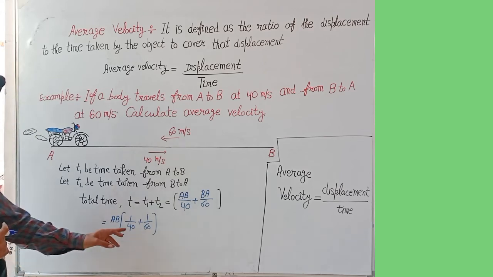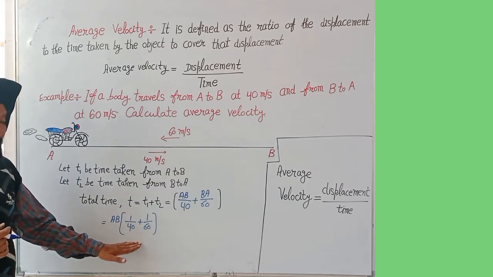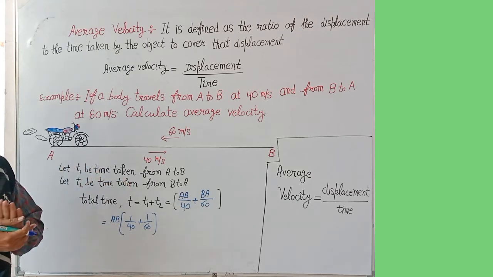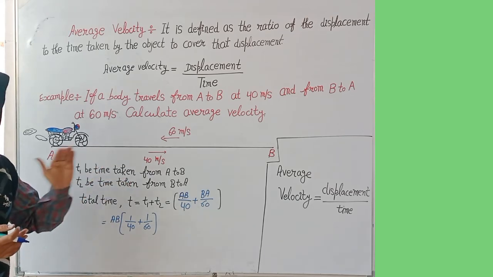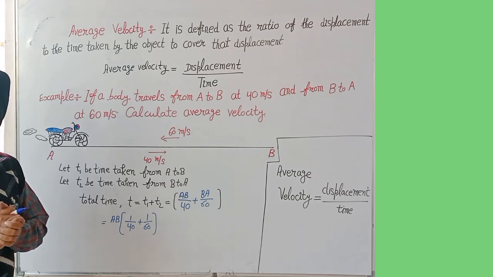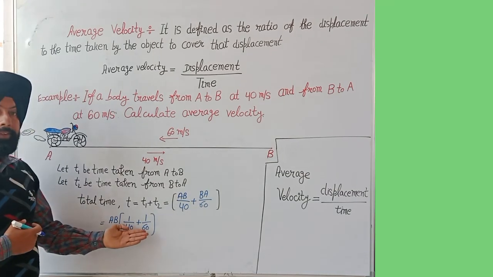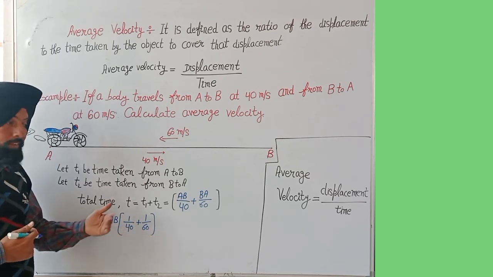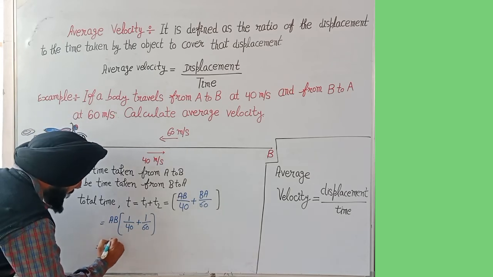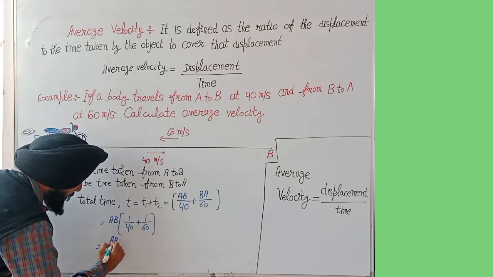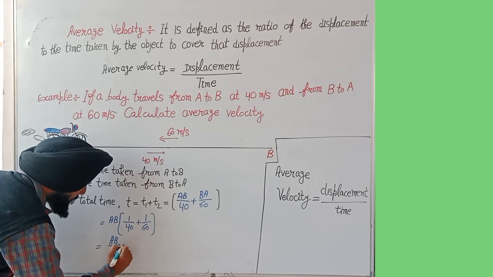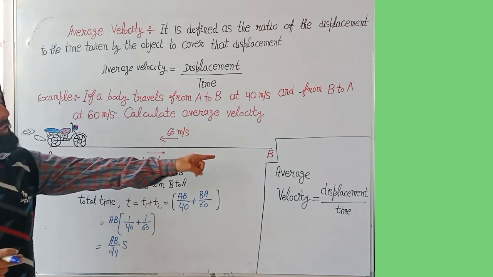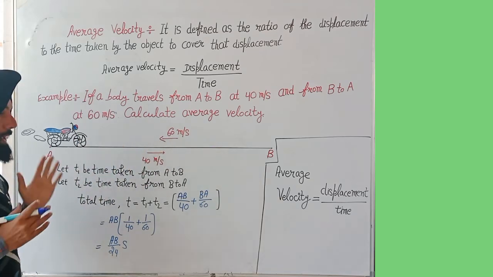Now first of all we will solve this and then put the value of time in the formula, and displacement also. You can solve by yourself, taking the LCM, and what we will get is AB over 24 seconds. It is the time period from A to B and B to A.